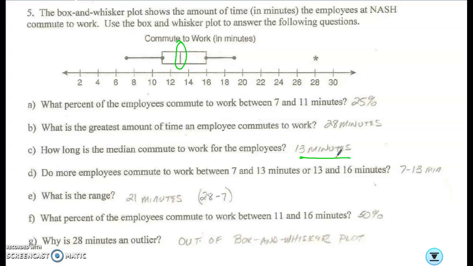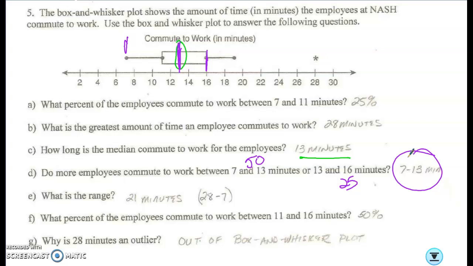Do more employees commute between 7 and 13 minutes? So 7 and 13 minutes, here's 7. 13 would be here. That's about 50% of the people. And 13 and 16 minutes, 13's about here, and 16, that's only about 25% of the people. So it would be between 7 and 13 minutes.